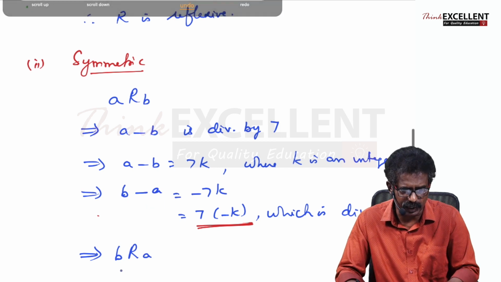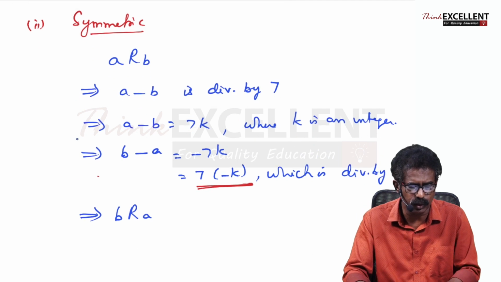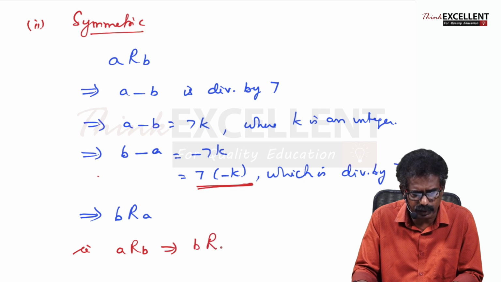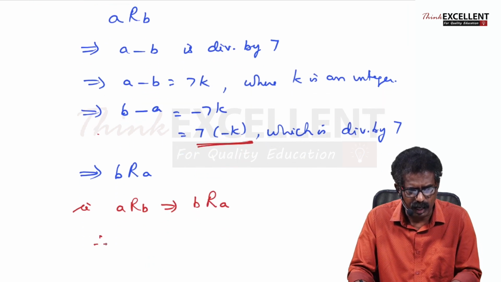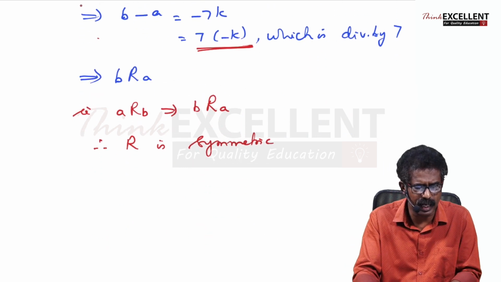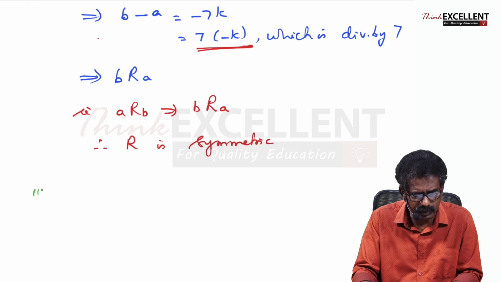are related. So you can say B is related to A. So what you are getting now is A related to B implies B related to A. Therefore, R is symmetric. Now the third one. What's the last one? Transitive, right? The third one is transitive.